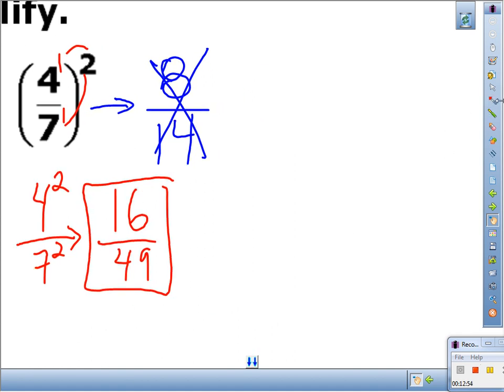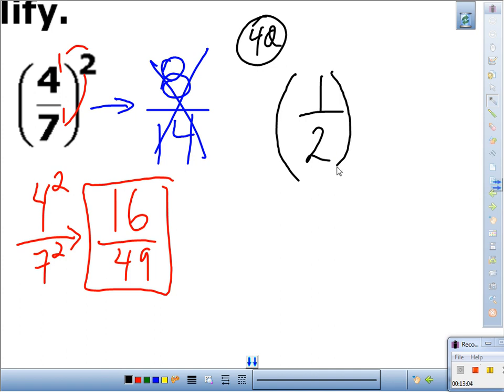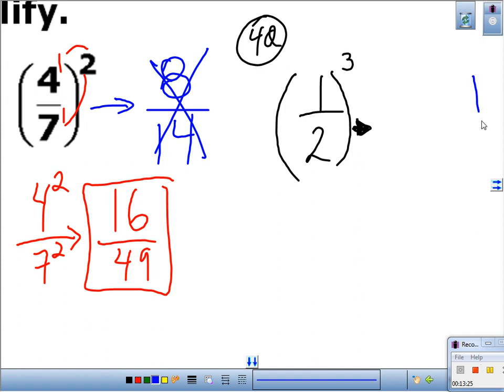Example 4q. Parentheses, let's do 1/2. Close parentheses, raise that to the third power. Go. Okay, what'd you get for this one, Julian? I got 1/8. Hands, if you got 1/8, that is correct.